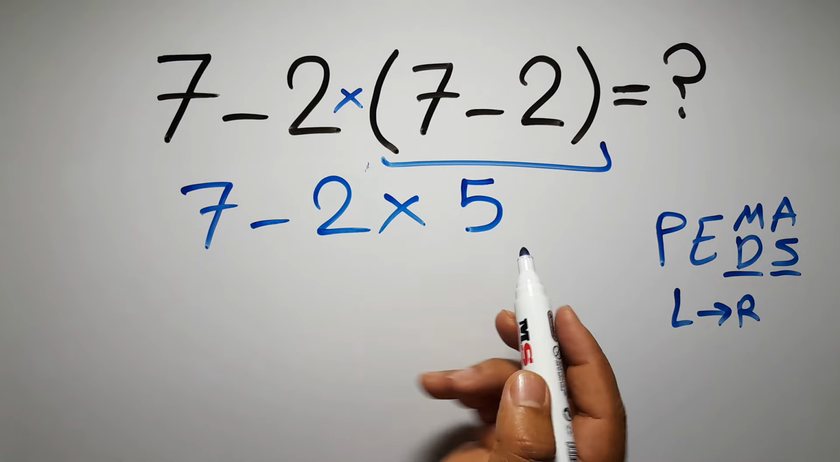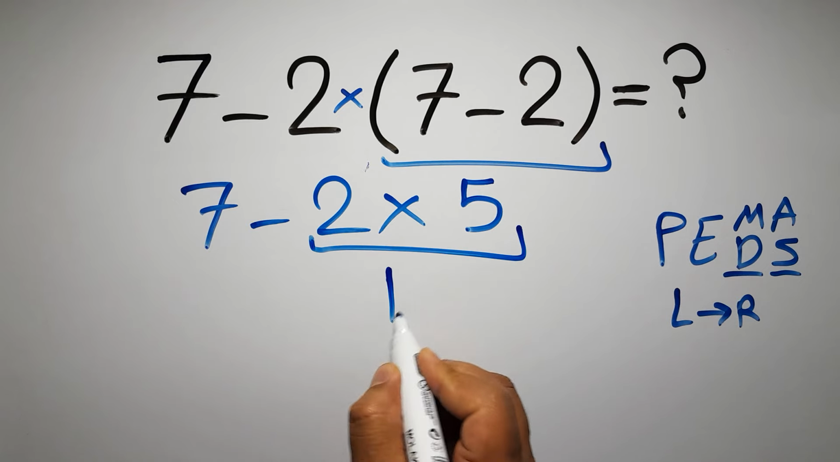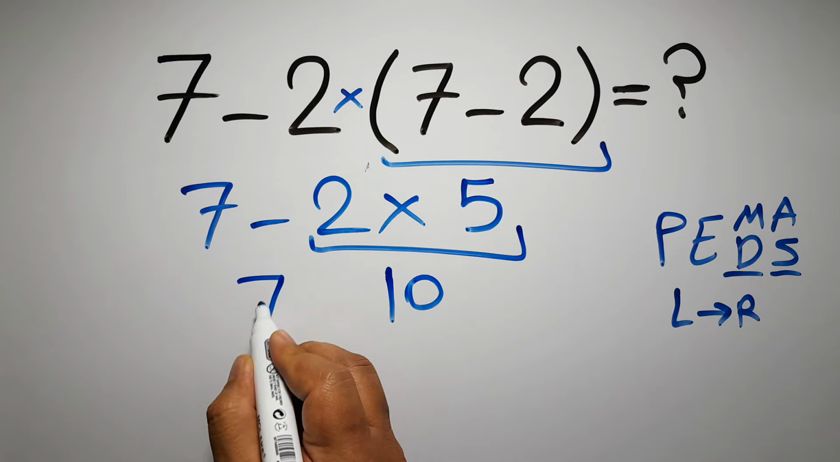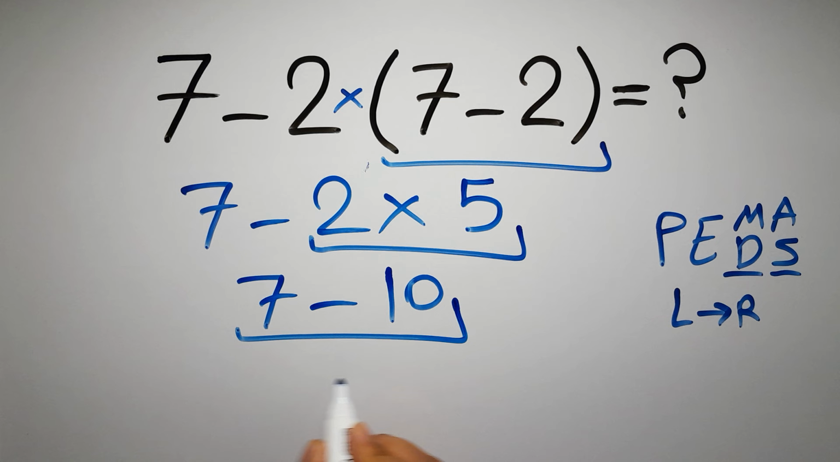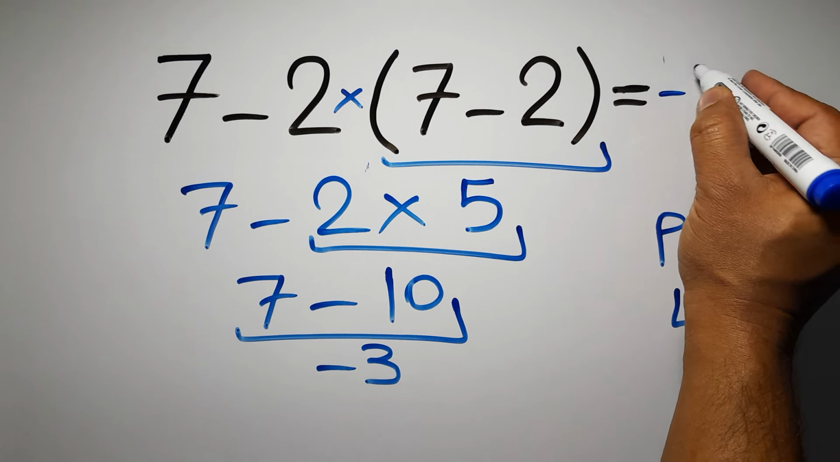2 times 5 gives us 10. So we have 7 minus 10, which equals negative 3. And this is our final answer to this problem. The correct answer is negative 3.